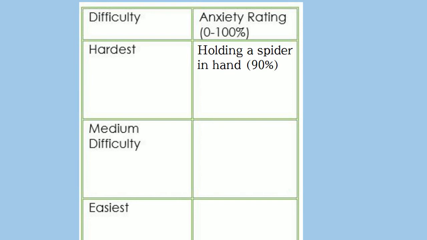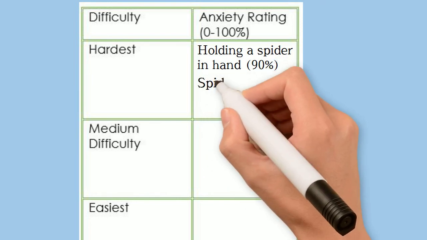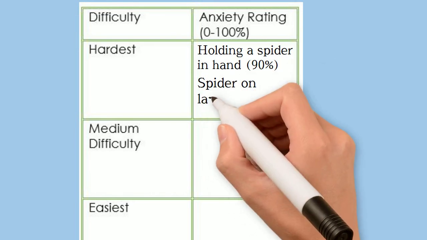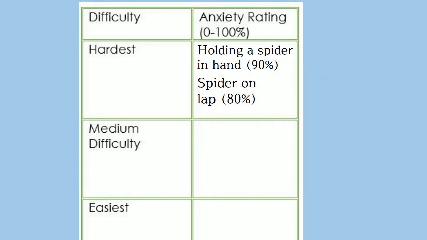So I might say to the patient, if holding a spider is 90% anxiety, can you think of anything that would be slightly less anxiety provoking than that? They may say that having a spider sit on their lap would be 80% anxiety provoking. You would then support the patient to move down the hierarchy, creating steps that are slightly less anxiety provoking each time. These steps should come from the patient, with you asking guiding questions to support them. However, if they're really struggling, you could provide a firmer prompt.